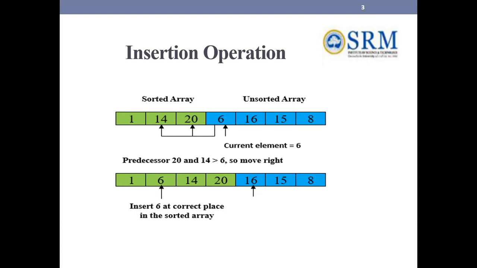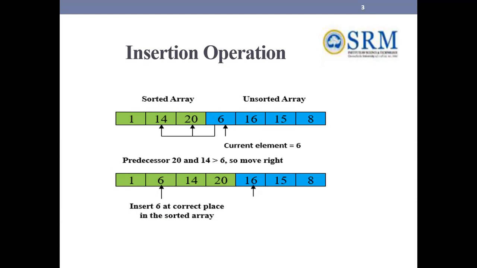So compare 16 with 20. 20 is greater, so move 20 to the next place. Again, compare 16 and 14. So 14 is lesser than 16. Now insert 16 after 14. Now we have the values in the sorted array. This is the process of insertion sort.